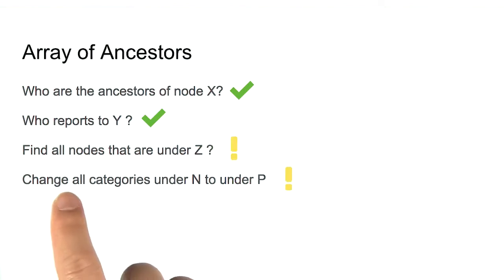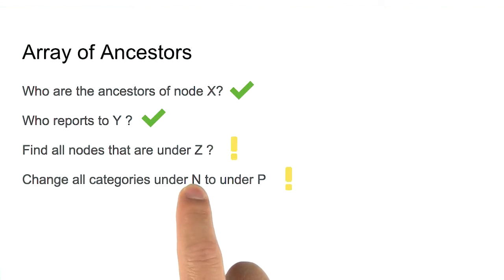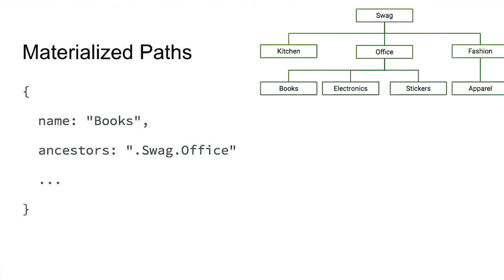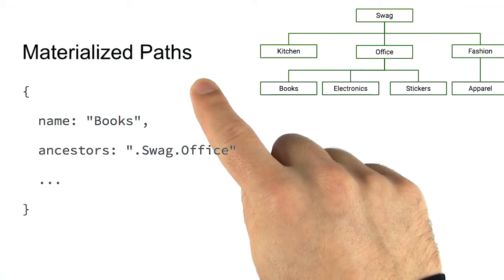The next operation, which is still possible but a bit more tricky to do, is to change all categories under N to under P, since this operation requires a few more trips to the database to apply all the necessary changes. A variation of the array of ancestors is the materialized paths pattern.